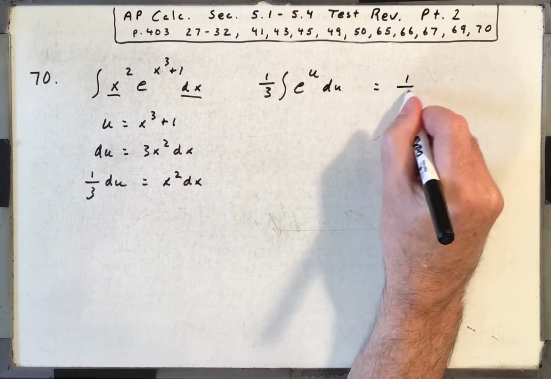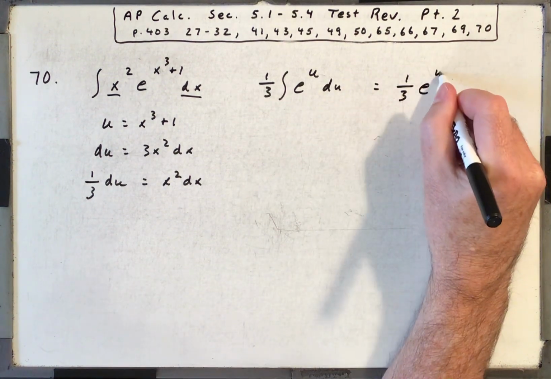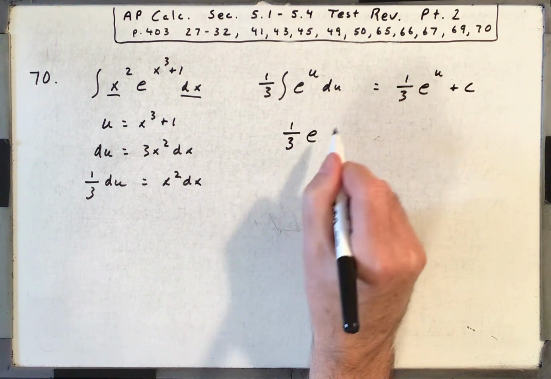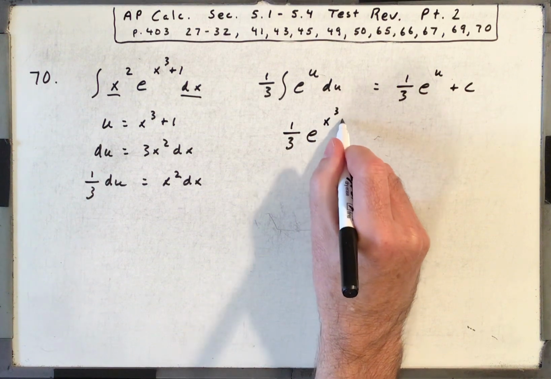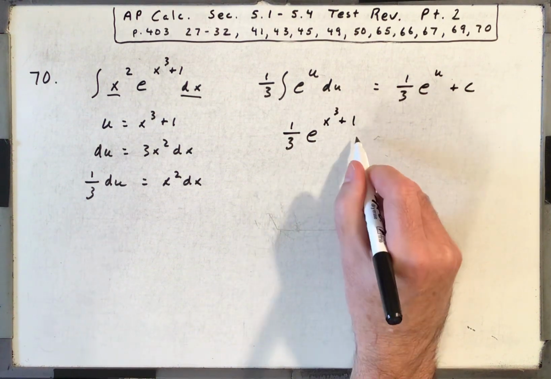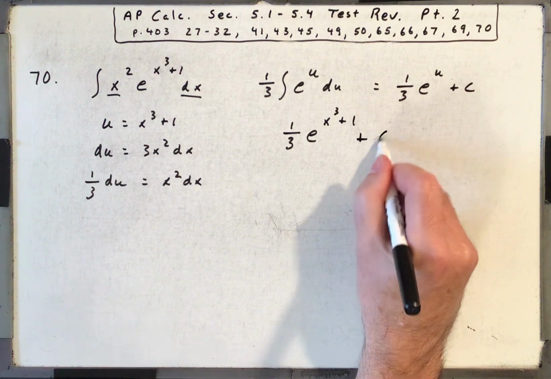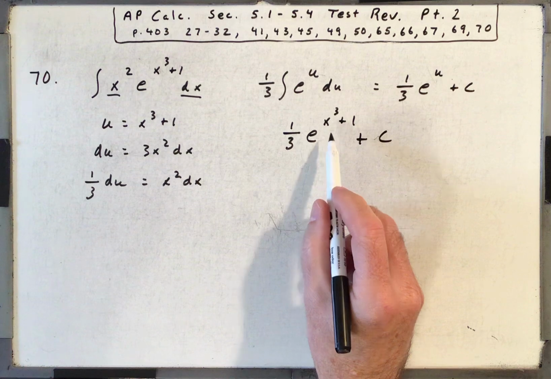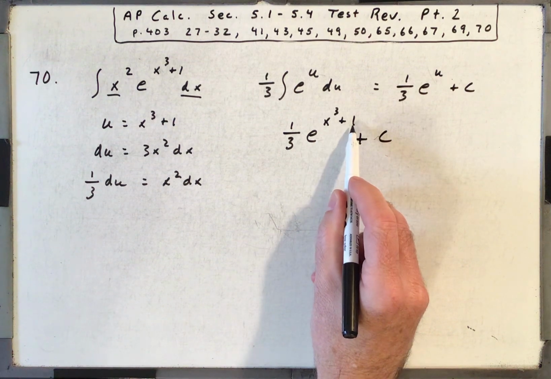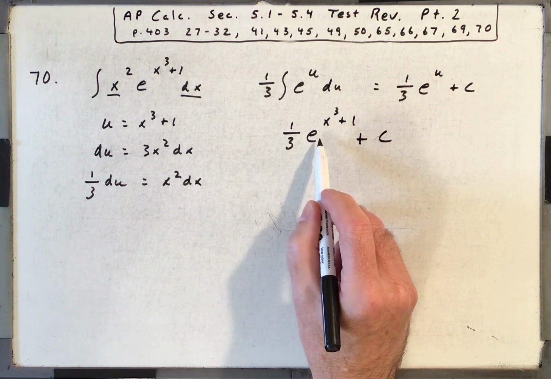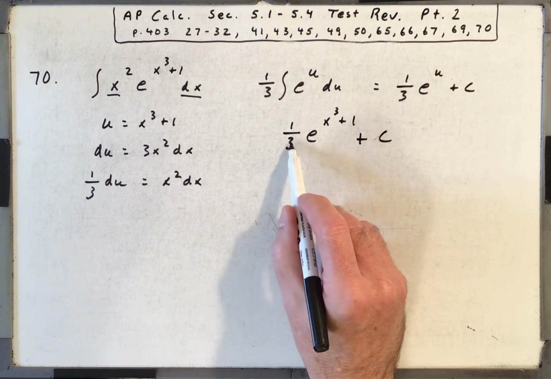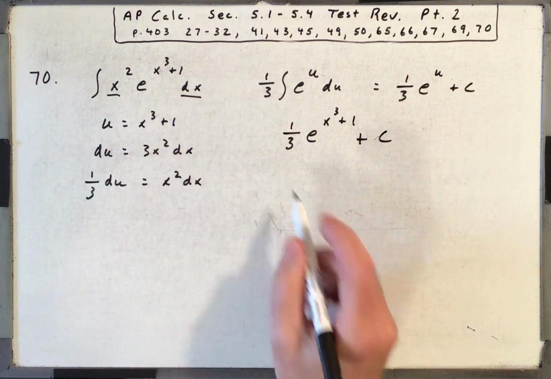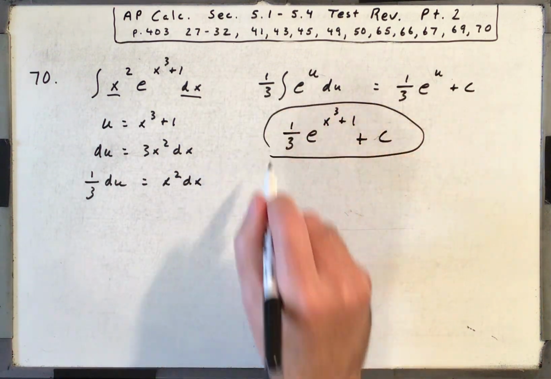That's going to be 1/3 e to the u plus c, which is 1/3 e to the x cubed plus 1 plus c. Now let's make sure that's right by taking the derivative of that. That would be e to the x cubed plus 1 times 3x squared times 1/3. The 1/3 and the 3 would cancel, and you'd have that x squared right there. And so that will do the trick.